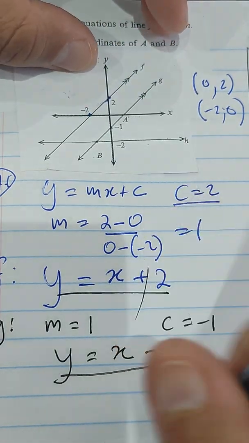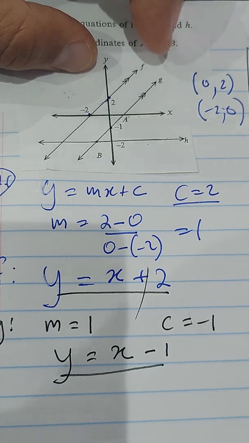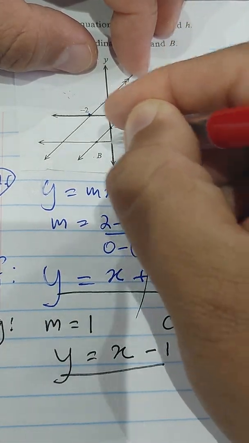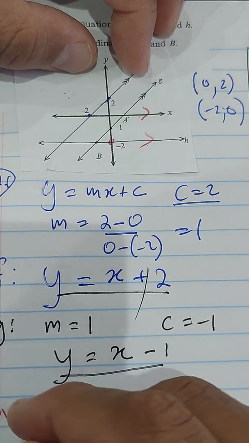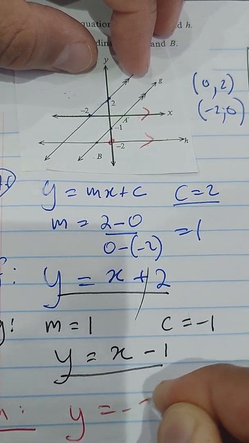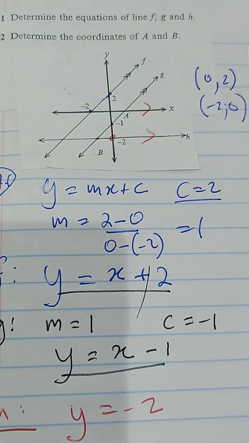Then they want h. As you can see, h is parallel to your x-axis. So it has a constant y reading. And what's your y reading there? Negative 2. So your h of x, so y is equal to negative 2.